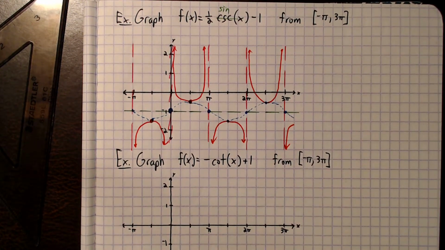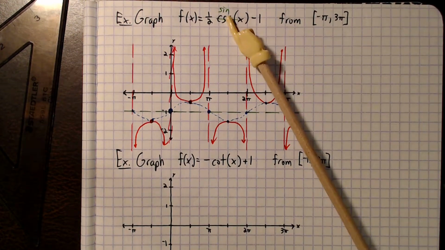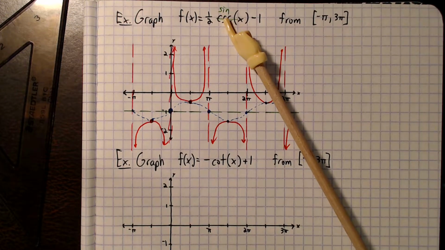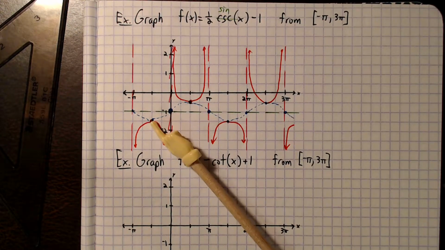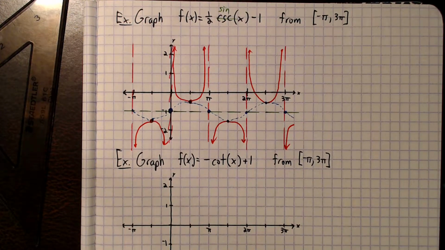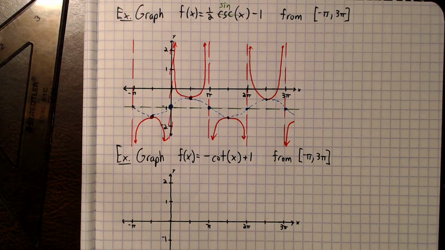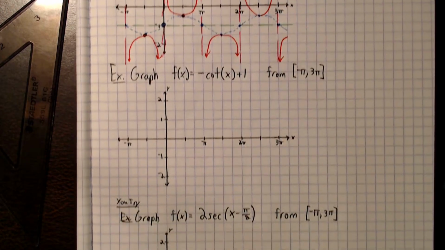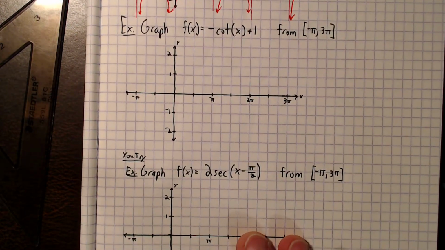Okay, so that was cosecant. Really wasn't that difficult, because we were just doing the same thing as yesterday's lesson with sine, just drawing that function, worrying about any kind of amplitude change, stuff like that. And then we sketched in cosecant from it. Now we've got one that's working with cotangent.